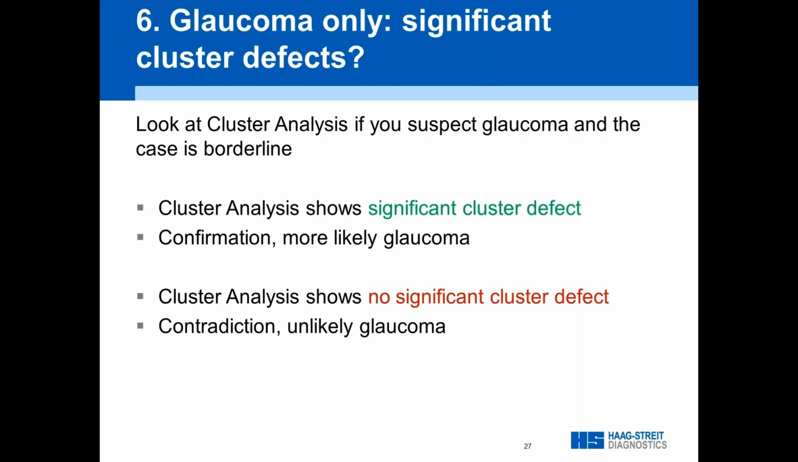And how to read that? It's really, if you suspect glaucoma, but the case is borderline, look at the cluster analysis. And if the cluster analysis picks it up as well, it's really there. If not, maybe not, or maybe then you see the confirmation in your other diagnostic result.